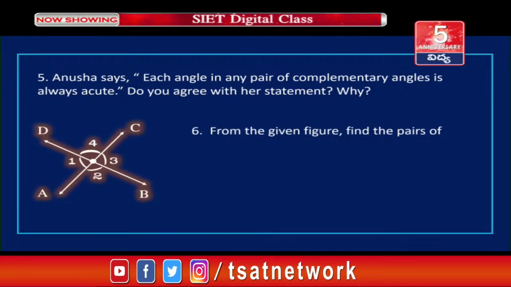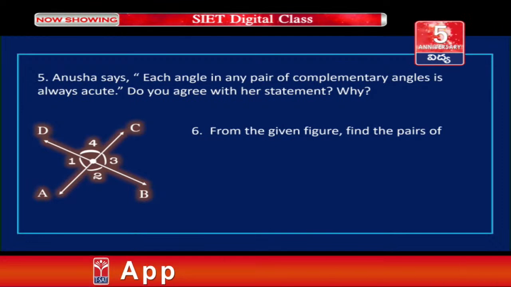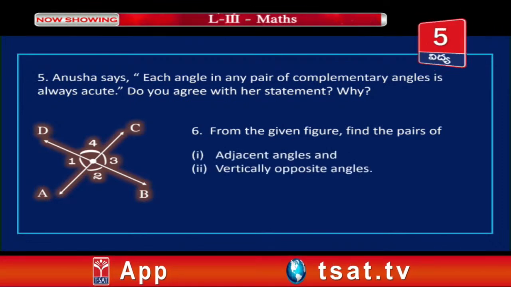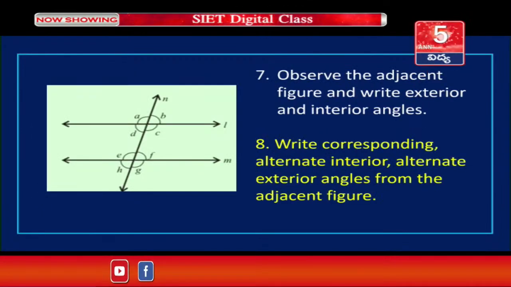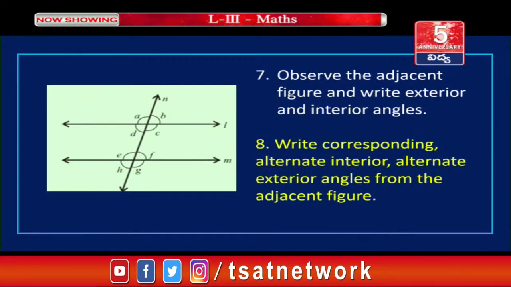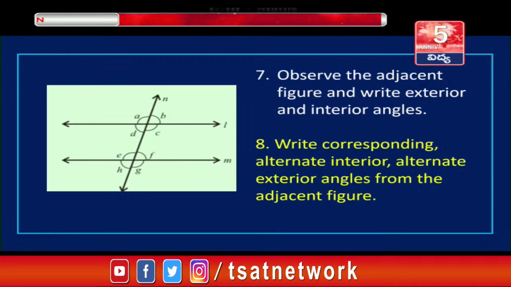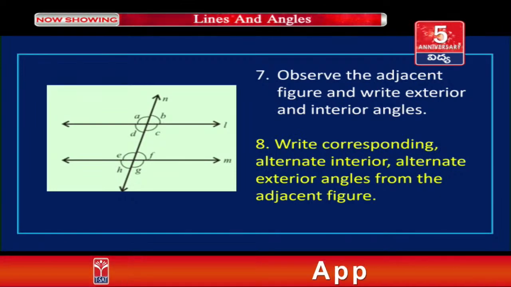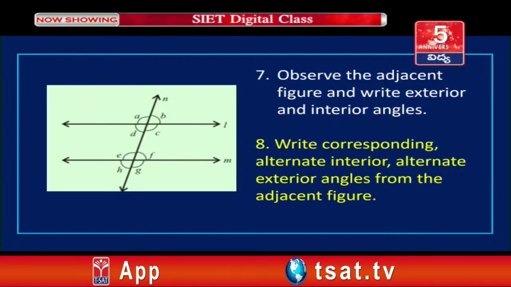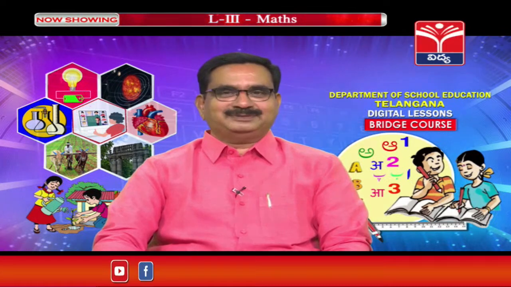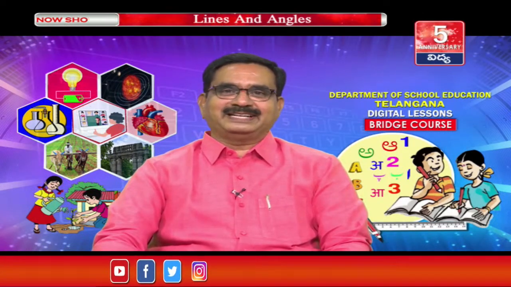Sixth one, you can observe the picture. From the given figure, find the pairs of adjacent angles and vertically opposite angles. Seventh one, observe the adjacent figure and write the exterior and interior angles. From the adjacent figure, write the corresponding, alternate interior, and alternate exterior angles. Children, this is the topic of lines and angles.